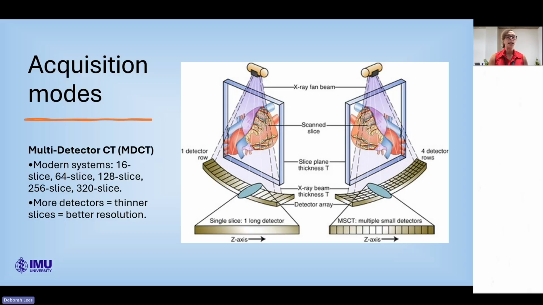And then we get the multi-detector CT. This is a modern system, and there are different slice counts: 16, 64, 128, 256, 320 slices. Essentially, the more detectors you have, the thinner the slices can be, which means better resolution. This is when you're looking for very small anatomical differences, very small tumors. We don't have massive capacity.